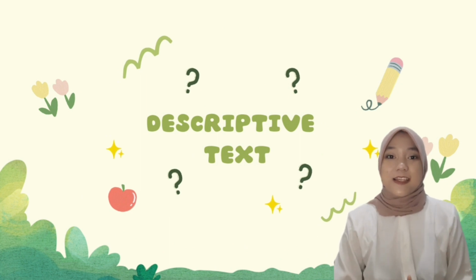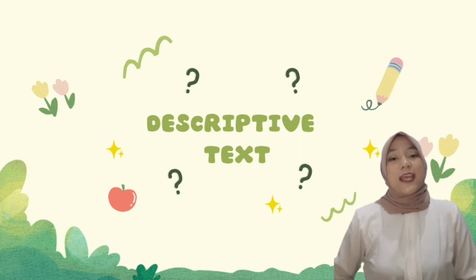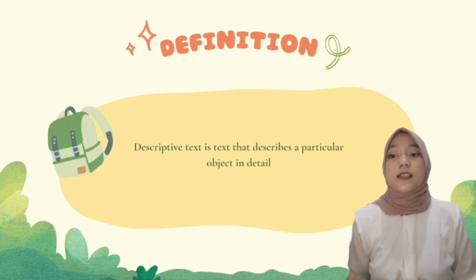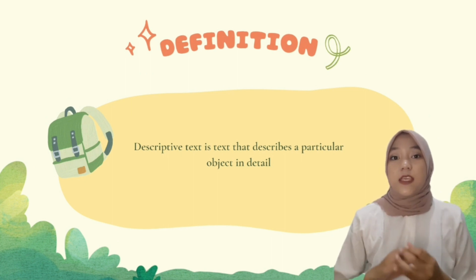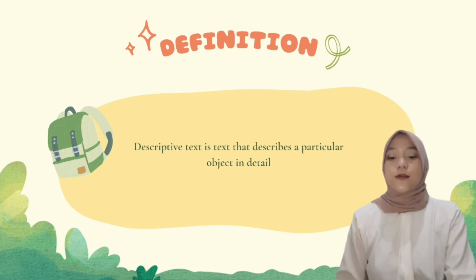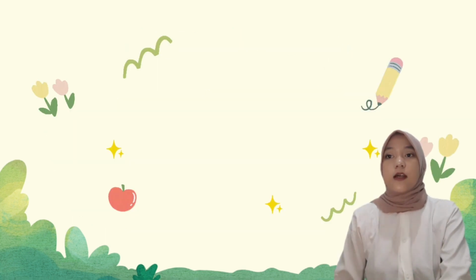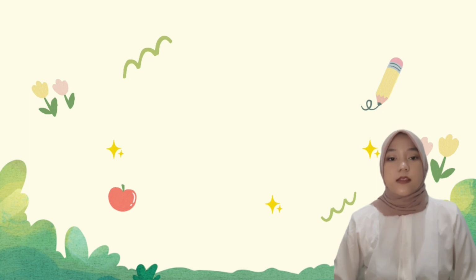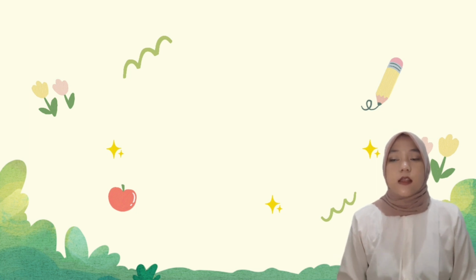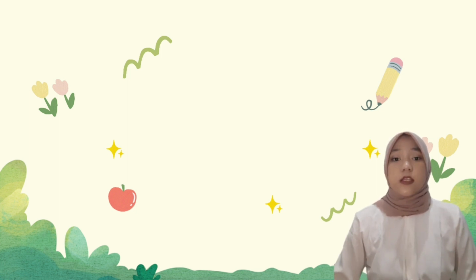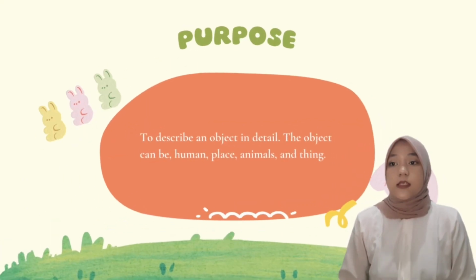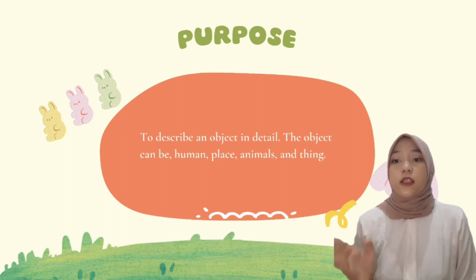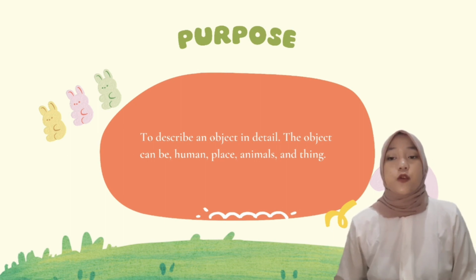So, what is descriptive text? Actually, descriptive text is a text that describes a particular object in detail. Descriptive text describes an object in detail, and the purpose of descriptive text is to describe an object in detail. The object can be human, place, animals, and thing.